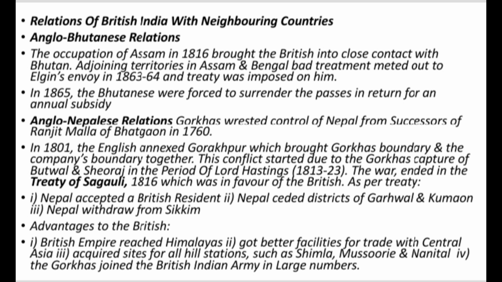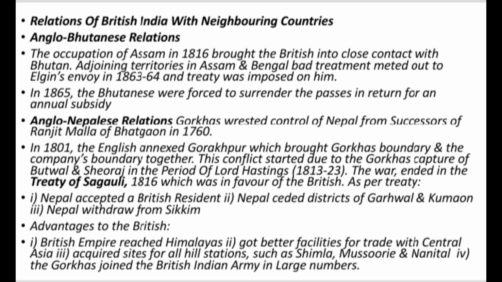The conflict started during the Gurkha capture of Butwal and Sheoraj in the period of Lord Hastings, 1813 to 23. The war ended in the Treaty of Sagauli, 1816, which was in favor of the British. As per the treaty, Nepal accepted a British resident. Nepal ceded the districts of Garhwal and Kumaon and abandoned claims on the Terai. And Nepal also withdrew from Sikkim. This agreement brought many advantages to the British.